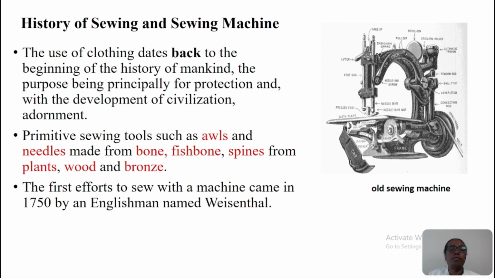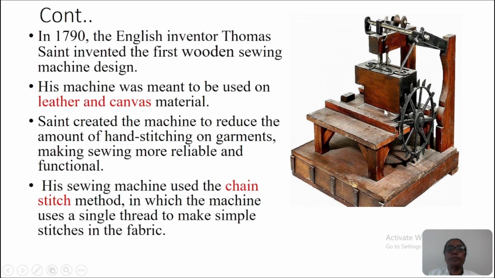The first effort of innovators was in 1750 by an Englishman named Weston, who innovated the sewing machine. This is the old sewing machine, and he already innovated a metal sewing machine, and it is an old type.